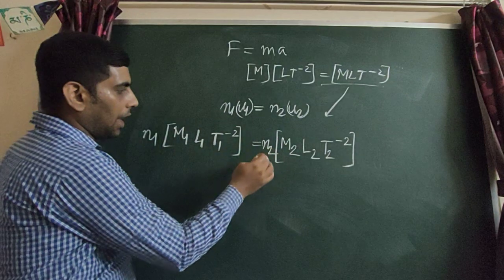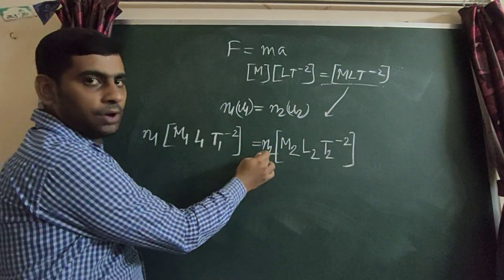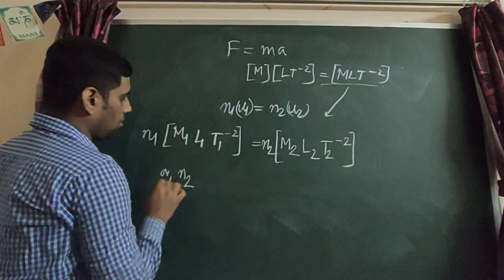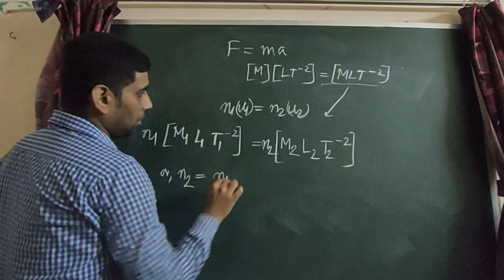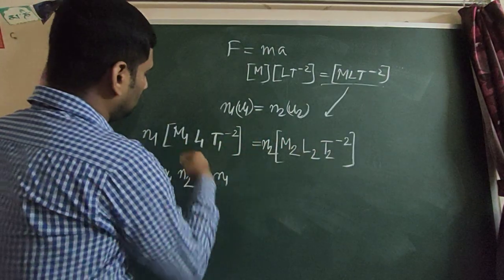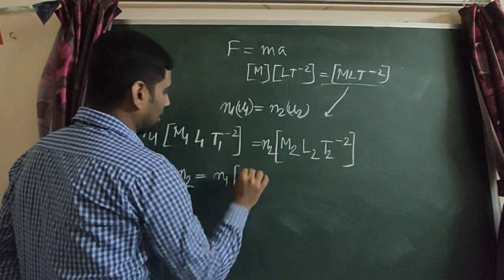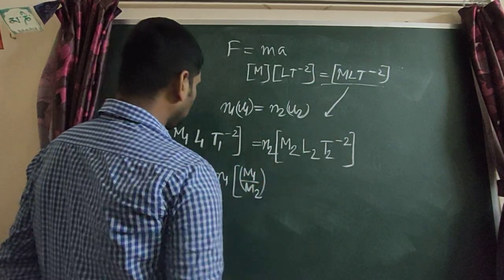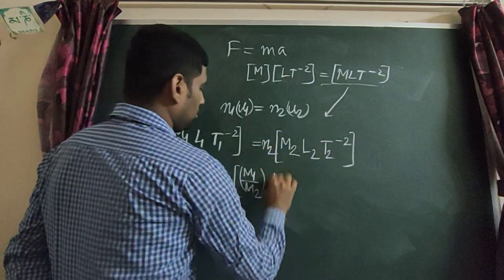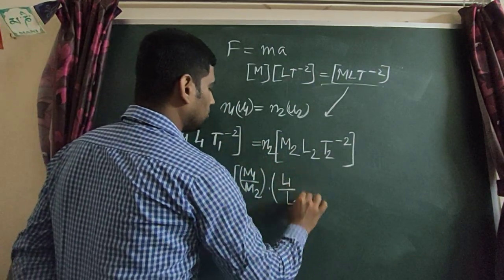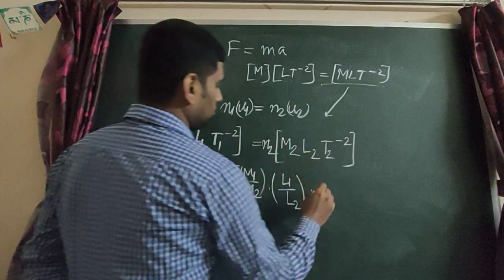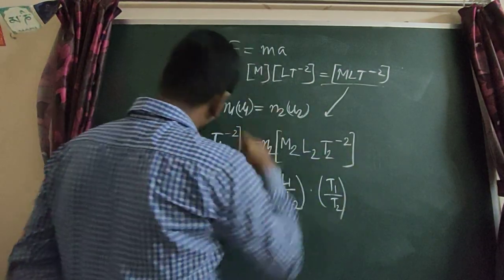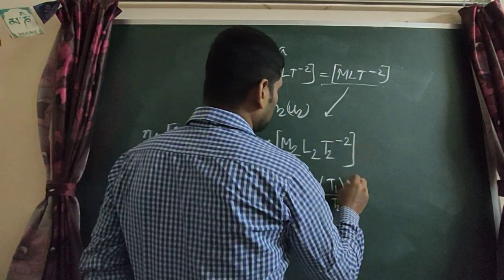Now if I try to find out the value of N2, N2 is equals to N1. See, I will be dividing this one. Check whether I can write like this or not. M1 by M2, into L1 by L2, into T1 by T2 to the power minus 2.